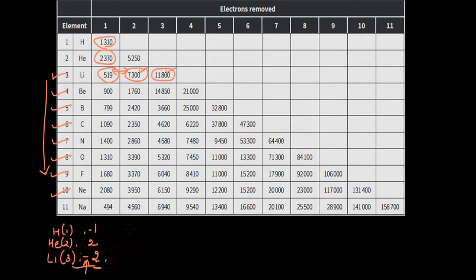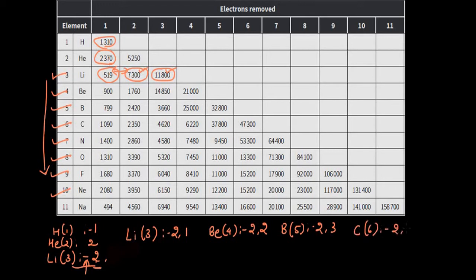The reason for these exceptions we'll be learning in the next video, but if we look at the general increase along the period, first let's have a look at their electronic structure. Lithium has atomic number 3, and so its electronic structure is 2 and 1. For beryllium, the atomic number is 4, and so its electronic structure is 2 and 2. For boron, it is 2, 3. For carbon, it is 2 and 4, and so on.